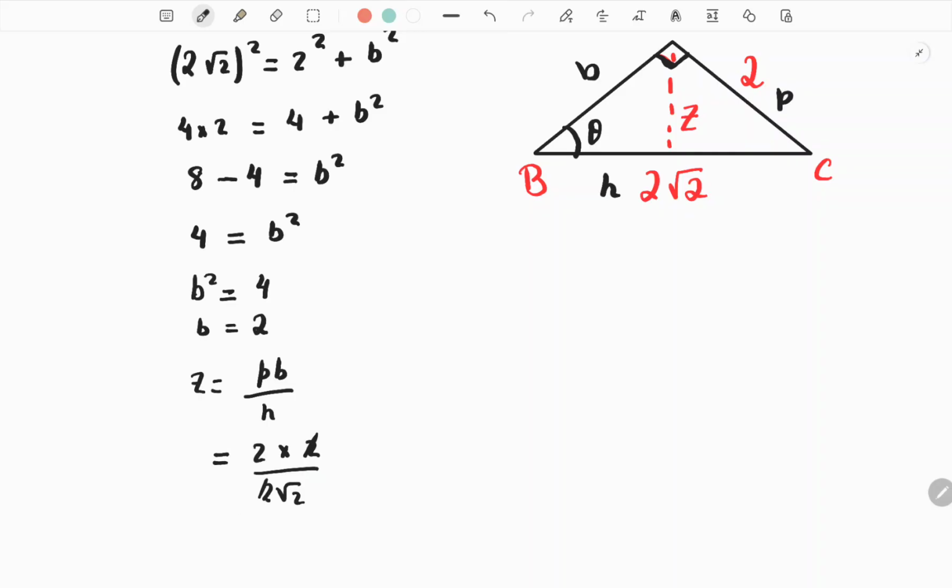So 2 will get cancelled. So Z can be written as, instead of 2, we can also write root 2 into root 2. Then here the remaining is root 2. Root 2 and root 2 will get cancelled. So Z is root 2.